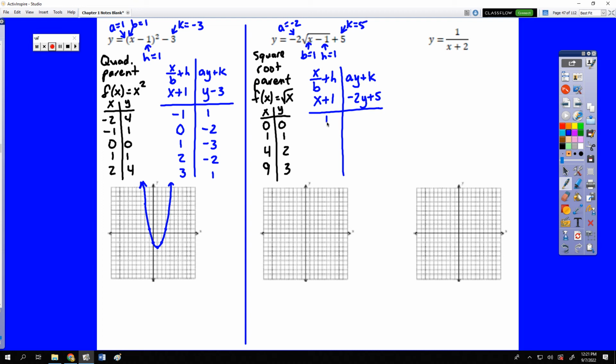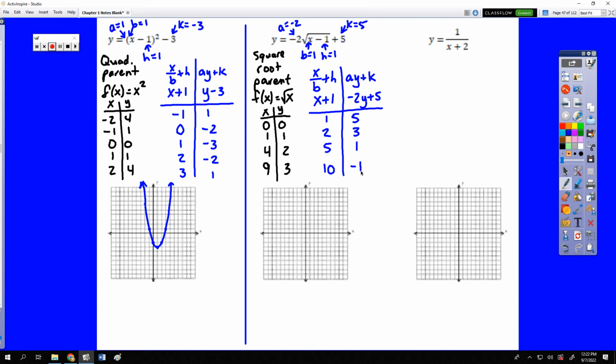So the x column, we're simply adding 1, which gives us 1, 2, 5, and 10. The y values we're going to multiply by negative 2 and then add 5. So 0 times negative 2 is still 0, plus 5 is 5. 1 times negative 2 is negative 2, plus 5 is 3. 2 times negative 2 is negative 4, plus 5 is 1. 3 times negative 2 is negative 6, plus 5 is negative 1.